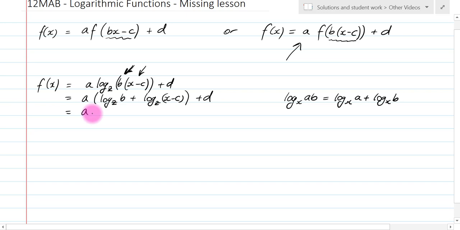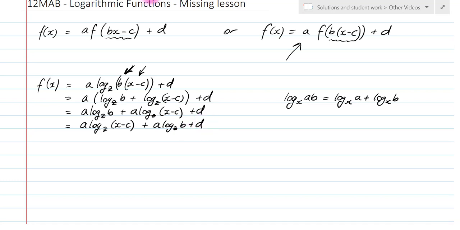Now if I expand this, I get a log base z of b plus a log base z of x minus c plus d, and rearrange it, and I get a log base z of x minus c plus a log base z of b plus d. And now obviously our variable is x, and all the rest of the letters apart from the log are just unknown constants that we can work with in different ways. So this term here at the end is just a single constant. So I can write that down as d as well.